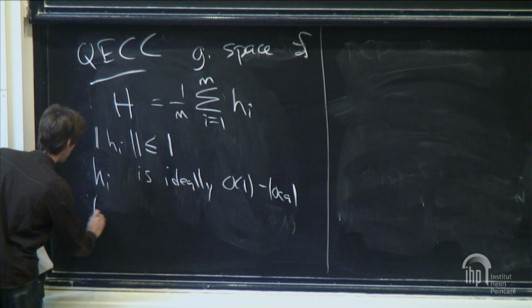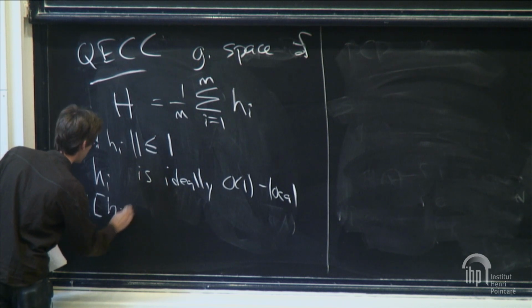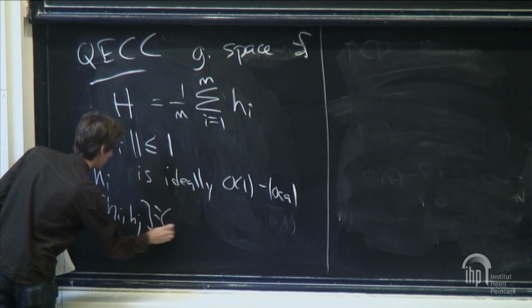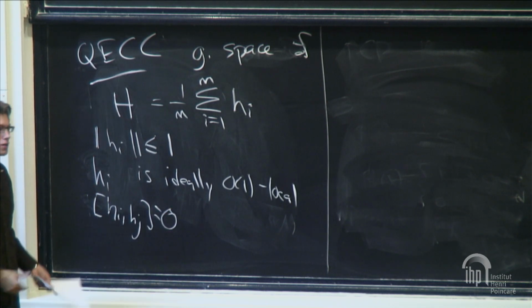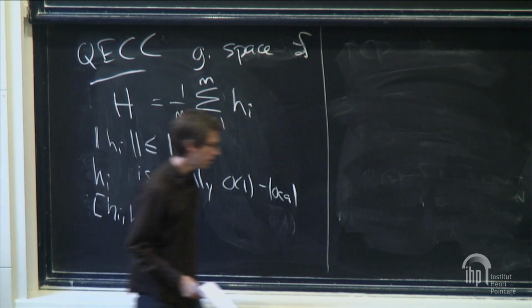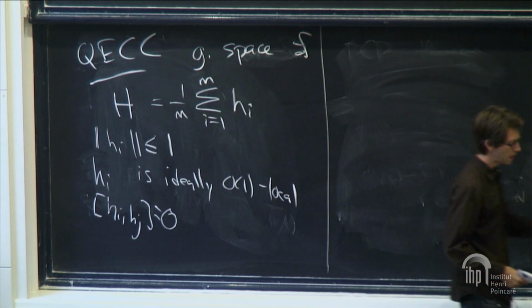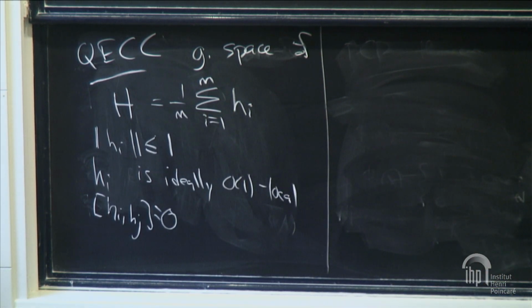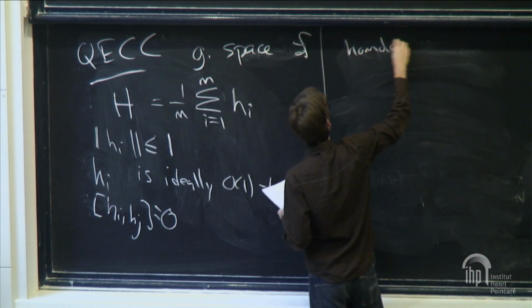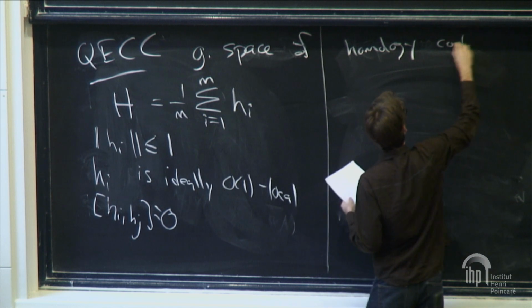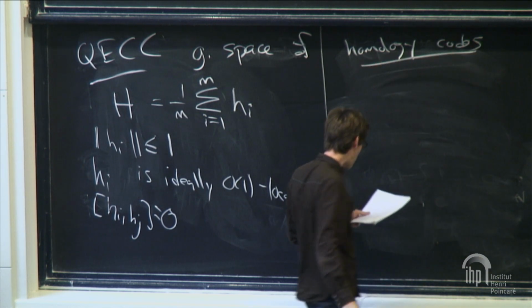One other thing which we typically have is that all of these operators commute. It's not strictly necessary, but it makes a lot of things easier, both the analysis and the implementation of these codes. So one important family of codes, due to Kitaev, are called homology codes.